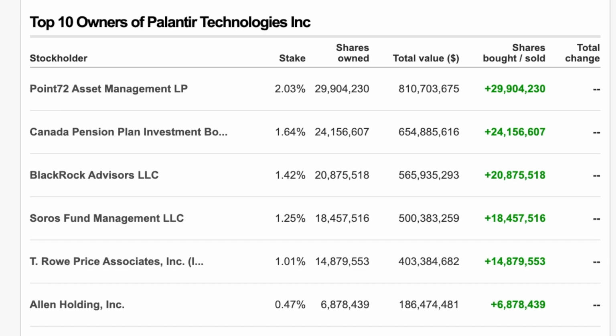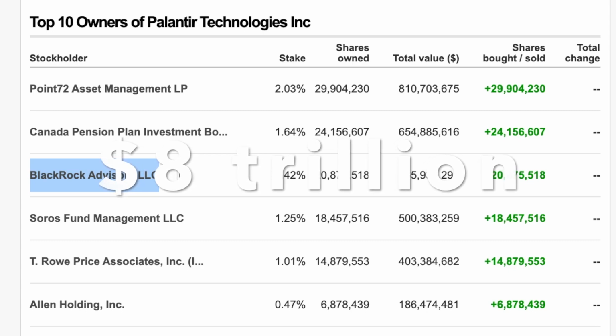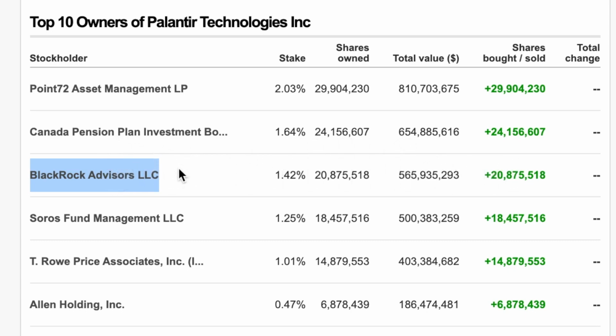Next, institutional investors. So these are professional investors who are invested in this company, and BlackRock is one of them. And BlackRock is the biggest investment firm in the world. Currently, they manage about 8 trillion US dollars in money for their clients.